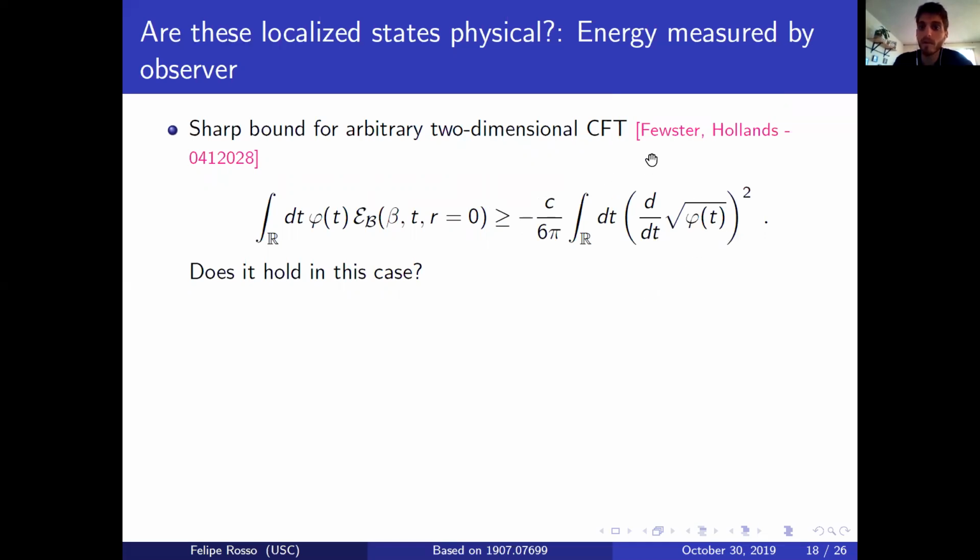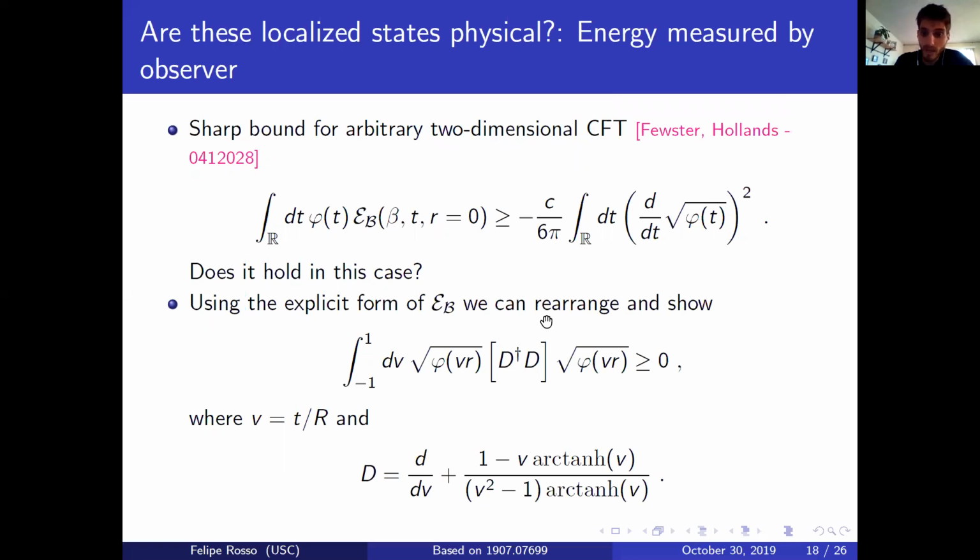And this bound was very rigorously derived by Fewster and Hollands in 2004. And it is very important that this function is smooth, okay? So what is the strategy? The strategy is to plug into this left-hand side the energy density that I just showed you for a two-dimensional CFT, and see if this inequality holds. And when you do that, you can rearrange this inequality in the following way, and you get this quantity.